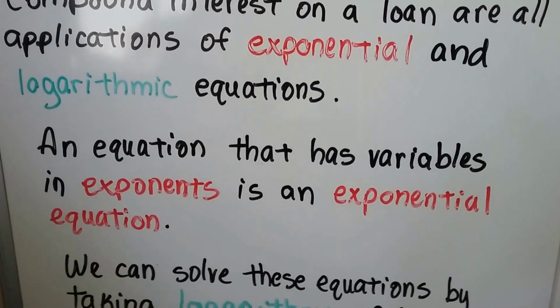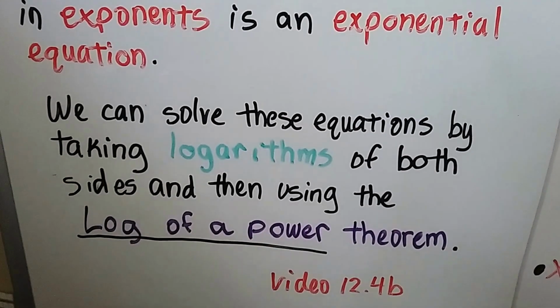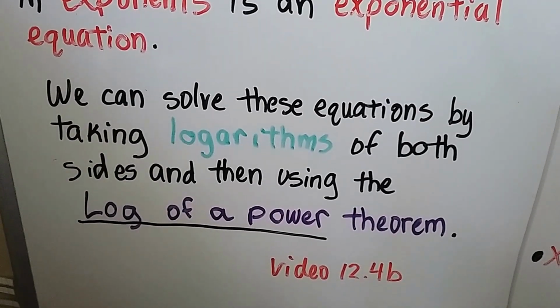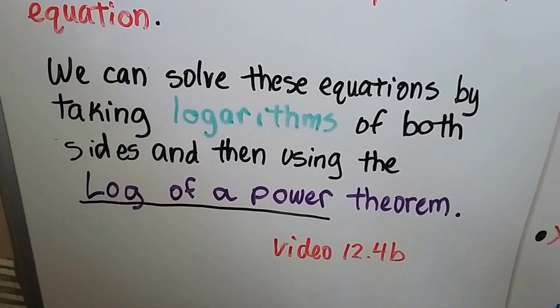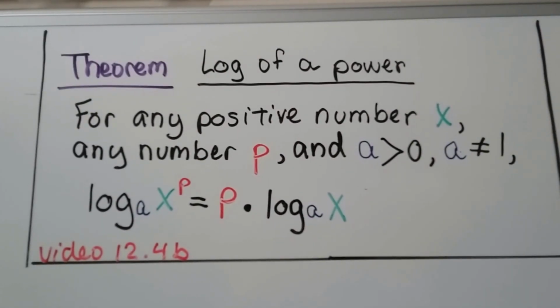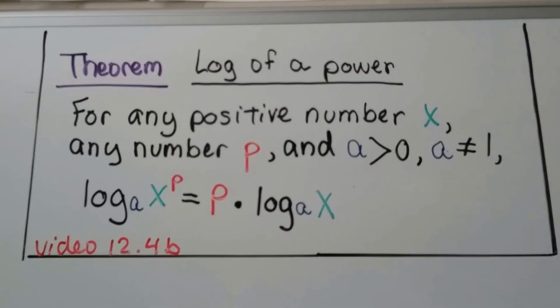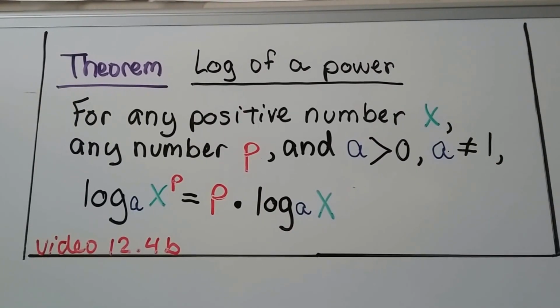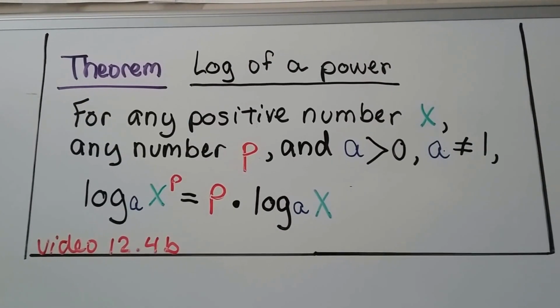An equation that has variables in exponents is an exponential equation. We can solve these equations by taking logarithms of both sides. You take the logs of both sides, and then we use the log of a power theorem that we discussed in video 12.4b. So let me remind you of that really quick. We've got this theorem, log of a power: for any positive number x, any number p, that's the exponent, and that base a is greater than 0 and it doesn't equal 1, then we have log base a of x to the p power. We put that p in front and multiply it to log base a of x. Okay? So keep that in mind.